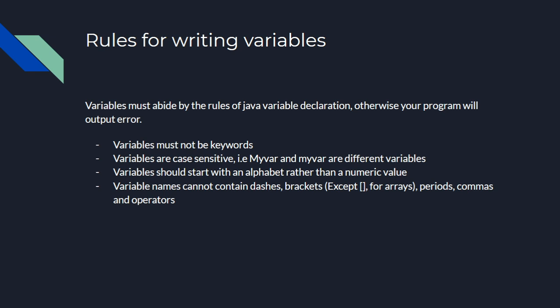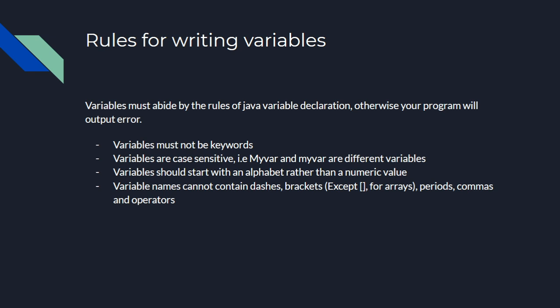Variables should start with an alphabet rather than a numeric value. In an identifier, you cannot start with any special characters such as @, asterisk, slash, nor with numbers like 0, 1, 2, 3, or decimal 0.1. Those are totally invalid.